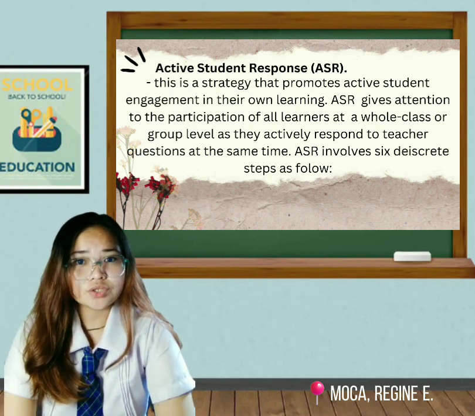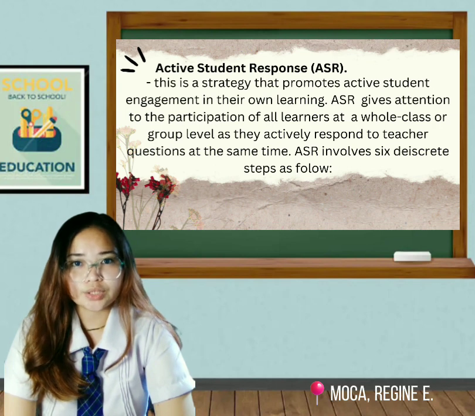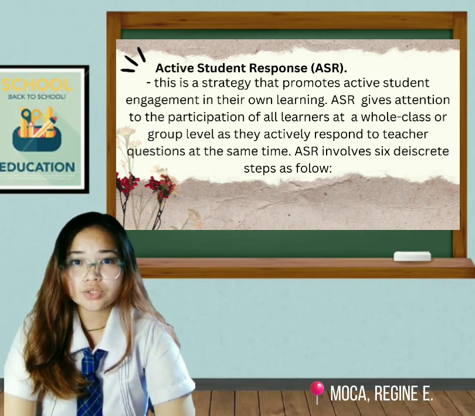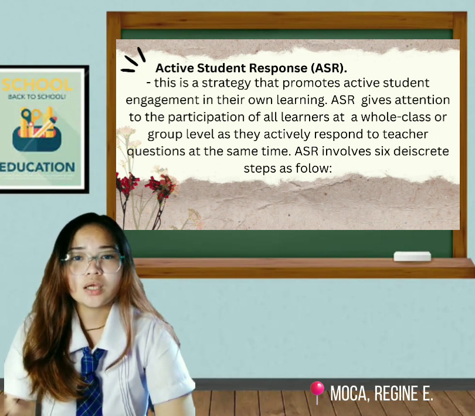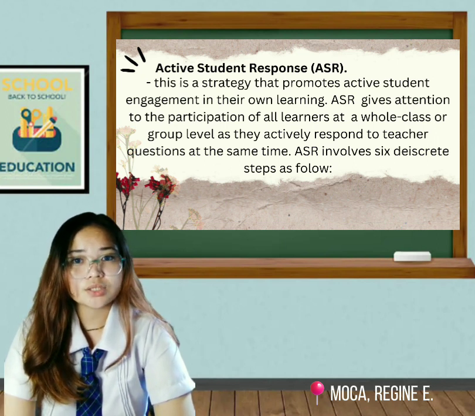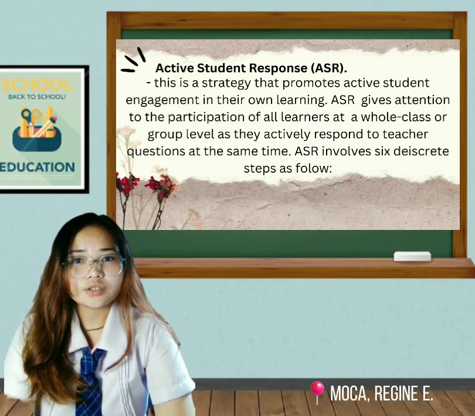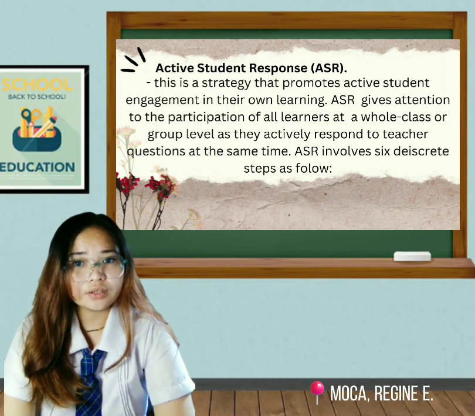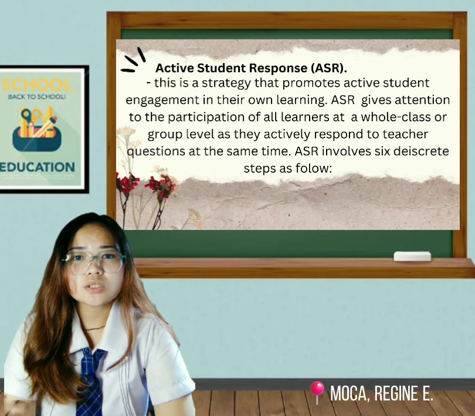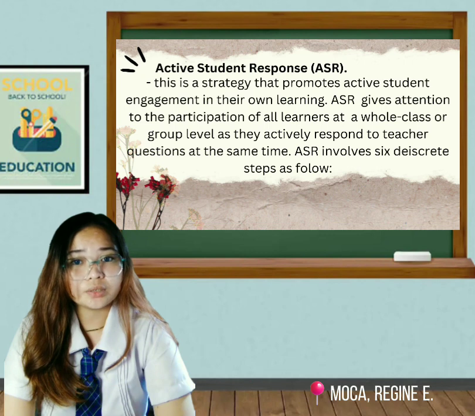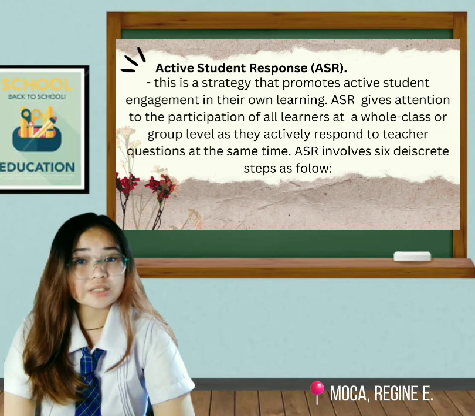This is also a method of teaching that encourages students to participate more actively in their learning. It involves using a variety of tools and strategies to engage students, including the use of technology such as clickers and mobile devices. ASR encourages active learning, critical thinking, and collaboration. It also allows teachers to quickly assess student understanding and track student progress. ASR involves 6 discrete steps as follows.